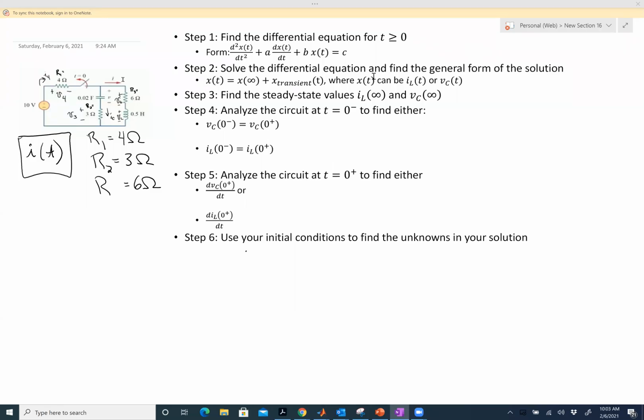All right, so we're going to look at another example here. Essentially, we're going to walk through our 6 steps. This is the circuit. We're interested in I of t, which is the current in this branch over here, which specifically is the inductor current.